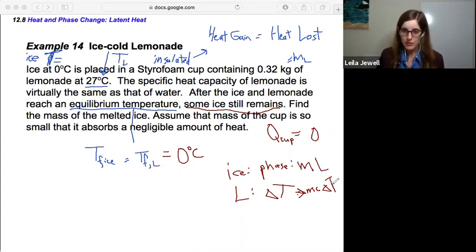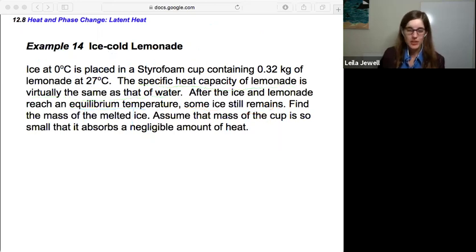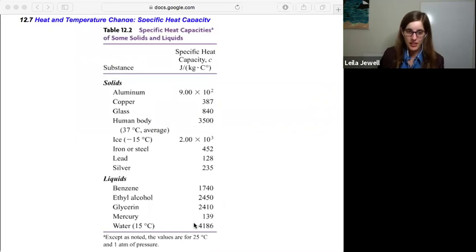Now we have the mass, we can figure out the delta T with the 27 and the 0. What about the C? It gives us a clue on the specific heat capacity as well, right? Notice it says the specific heat capacity of lemonade is virtually the same as that of water. Aha! There's our last piece of information. We can look that up in the table. We'll be good to go. So let's take a look at that. Specific heat capacity, and we have water. 4,186 joules per kilogram per Celsius degree.